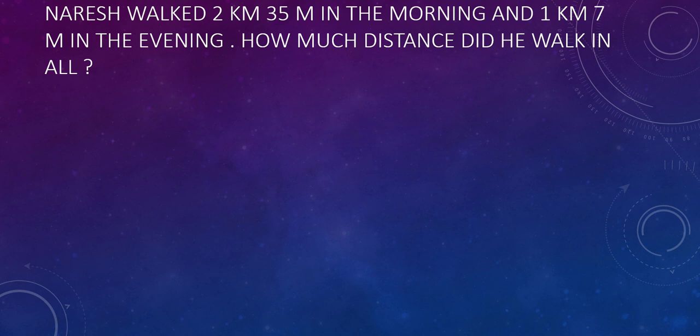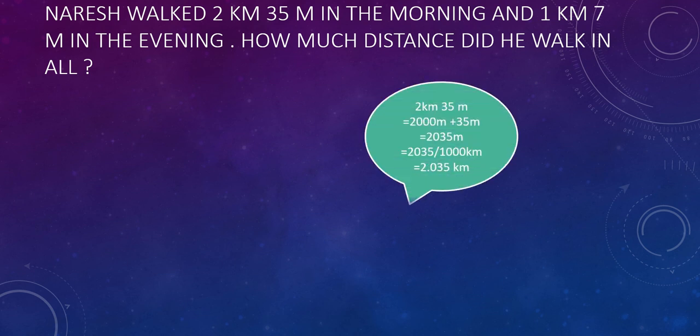Yes, 1 kilometer is equal to 1000 meter. So you have to convert it first into meter. 2 kilometer means 2000 meter and 35 meter more. So it would be 2035 meter.